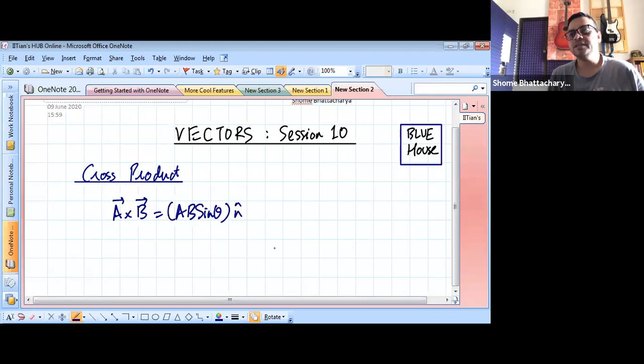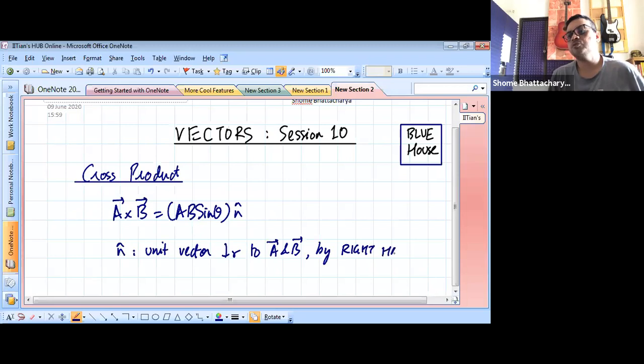It has a unit vector n cap, which is given according to the right hand rule, which we saw. So n cap is the unit vector perpendicular to both vector A and B, and decided by the right hand palm rule. So this is what we've understood till now.